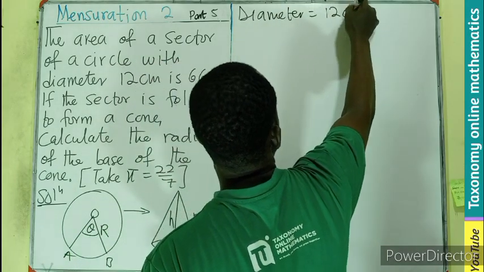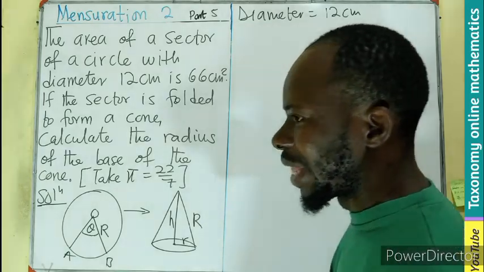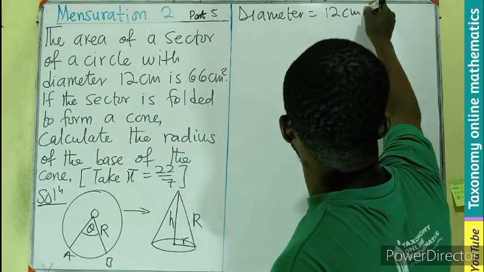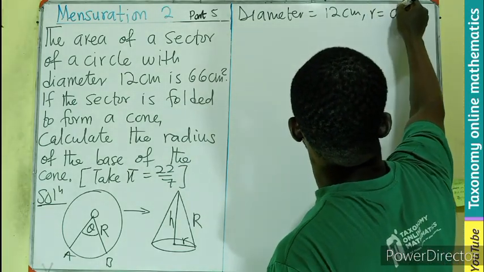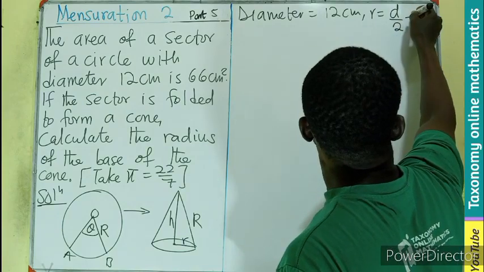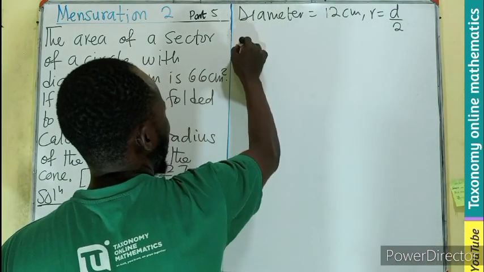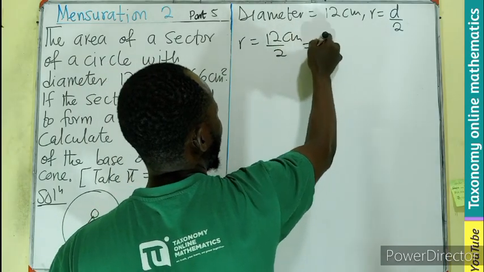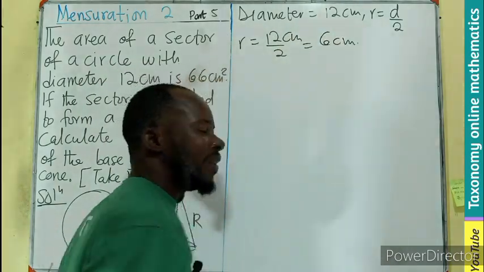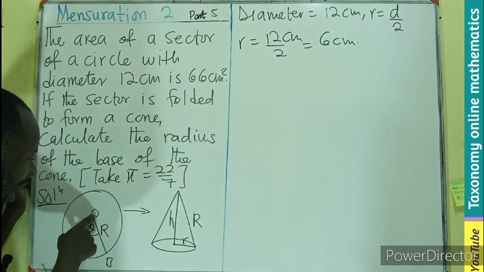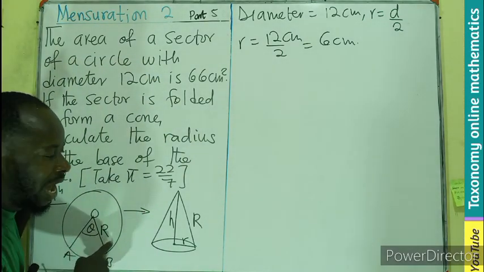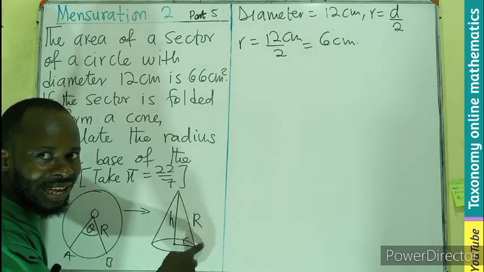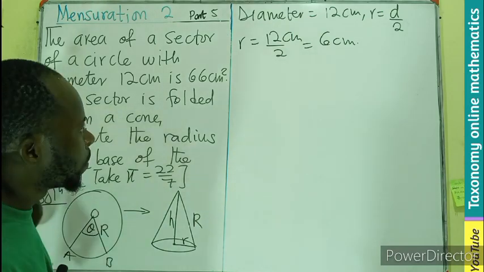Let's begin with the diameter, which is given as 12 centimeters. If the diameter is given, we are aware that the radius equals diameter over 2, meaning our radius will be 12 centimeters divided by 2. That gives us 6 centimeters. So here the capital R, which is the slant height, is known. All right.